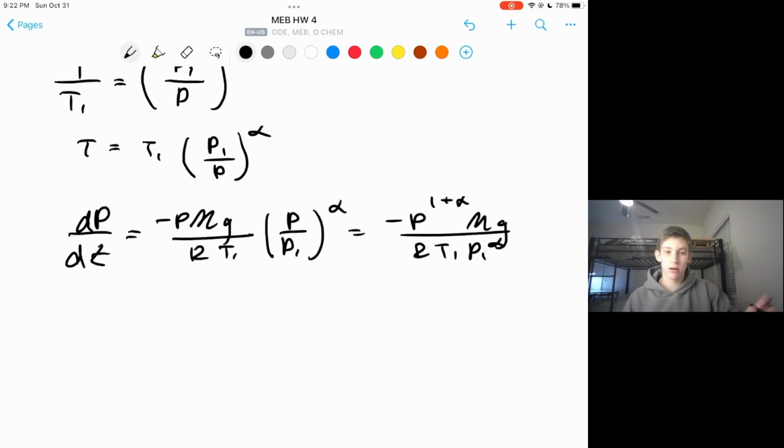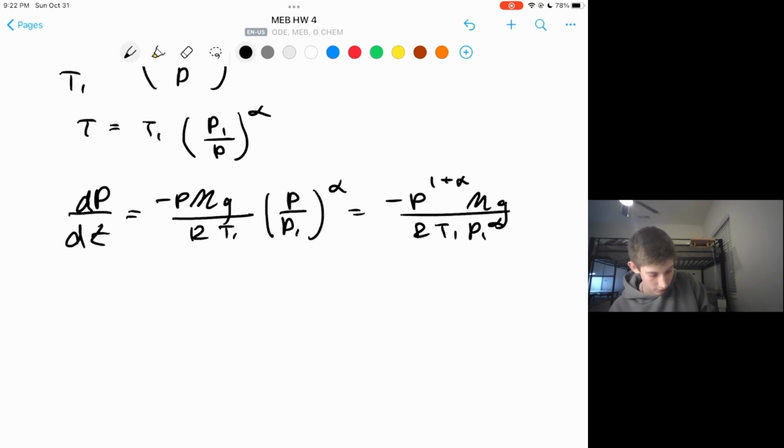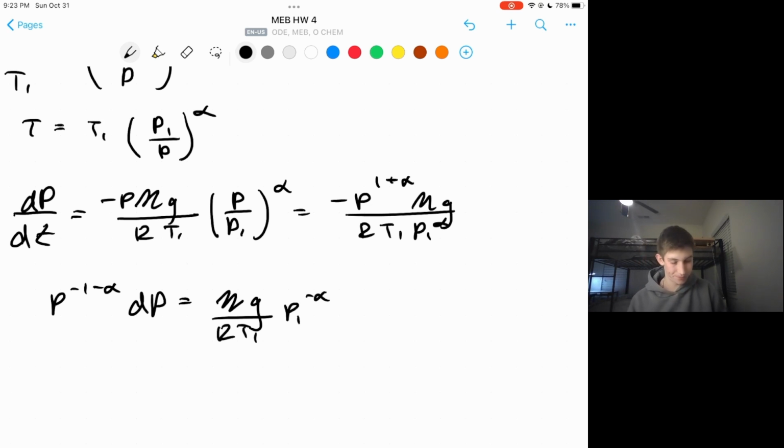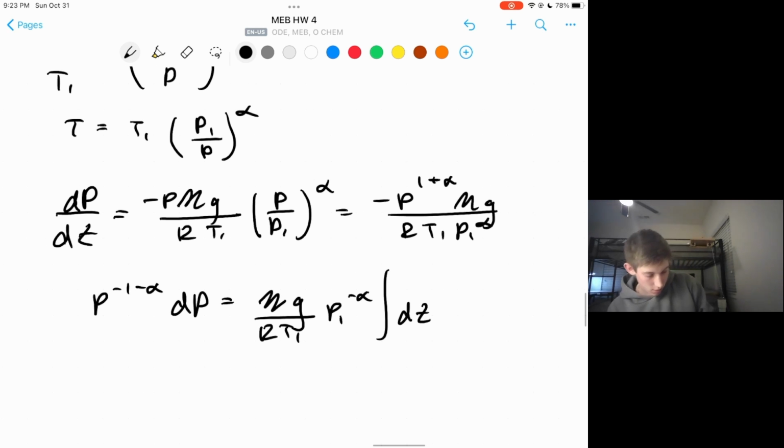So now we want to get the pressure right here on the other side of the equation, so it can be with dP, and then we'll multiply by dz, so we can eventually integrate. So we have P to the negative 1 minus alpha dP equals molecular weight G divided by R T1, and then I'm going to put this P1 out front, but it's still going to be considered constant when we integrate with respect to z.